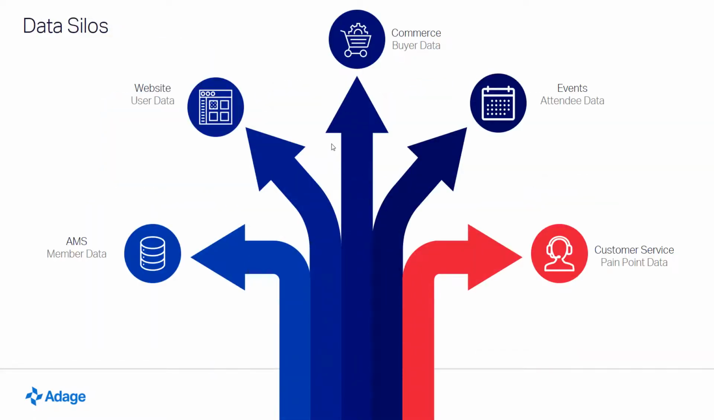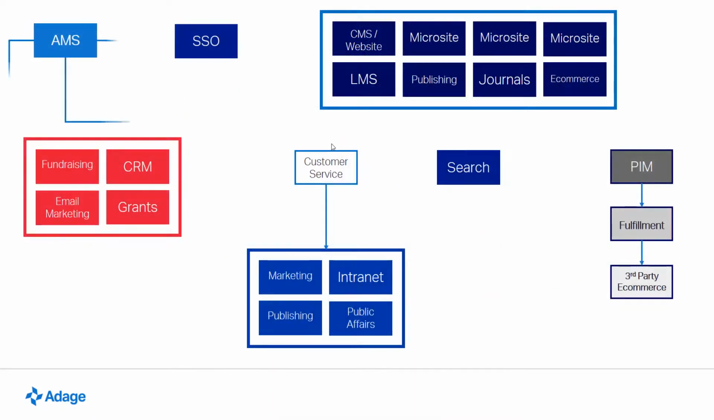So just a few examples are your AMS with your member data, your website for user data, commerce or your store for buyer data. Events will hold your attendee data. And then a great source of data is your customer service department. They're the ones who hear most of the complaints from your members or your users. Now, associations often look at their AMS as a single source of truth. Some studies show that 2 to 20% of your data is actually in the AMS. This diagram shows some other sources of data that may be ignored when you operate with this mentality.